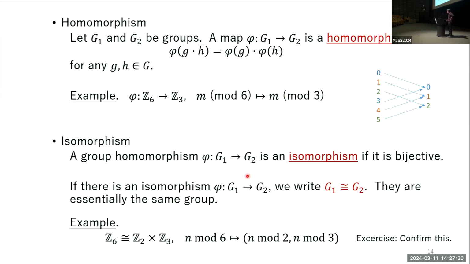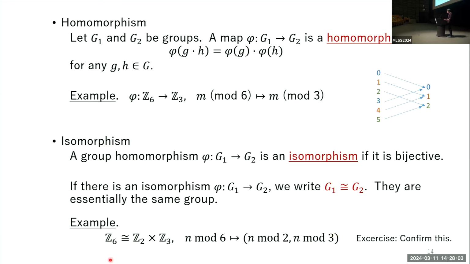And I want to introduce the isomorphism here. An isomorphism is a group homomorphism which is also bijective. In that case, we call it an isomorphism. And if there is an isomorphism between two groups, they are essentially the same, because the number of elements is the same, and the group operations are exactly the same. So they are basically considered the same group.